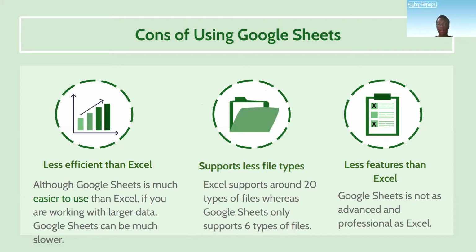The next con of using Google Sheets is that it supports fewer file types. Excel supports around 20 file types, whereas Google Sheets only supports 6 types of files. Another con is that it has fewer features than Excel. Google Sheets is not as advanced and not as professional as Excel.